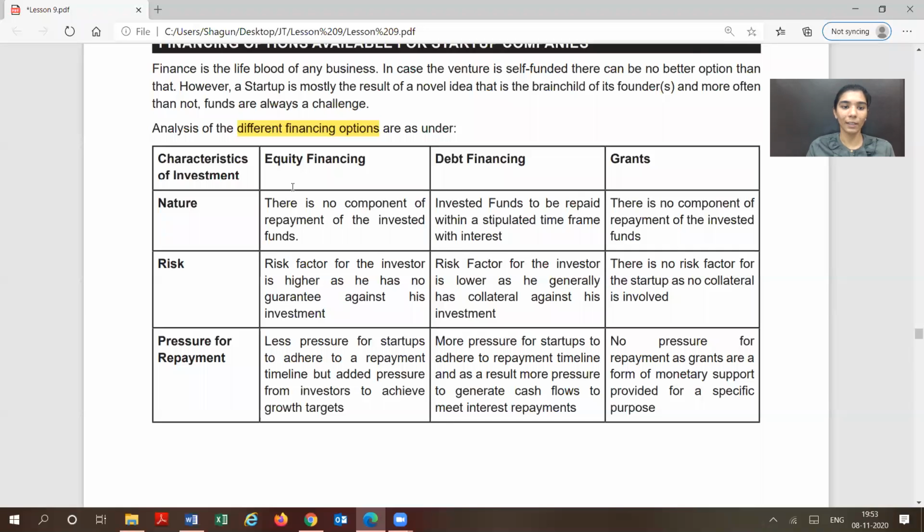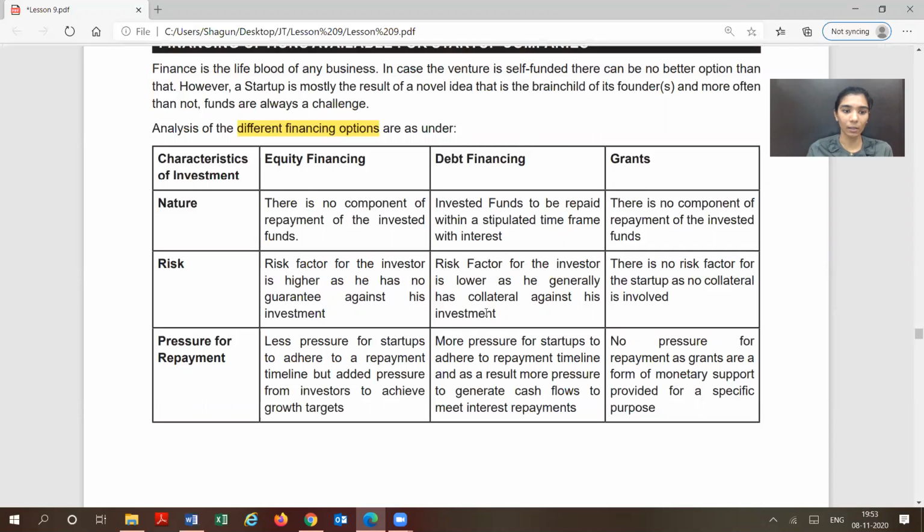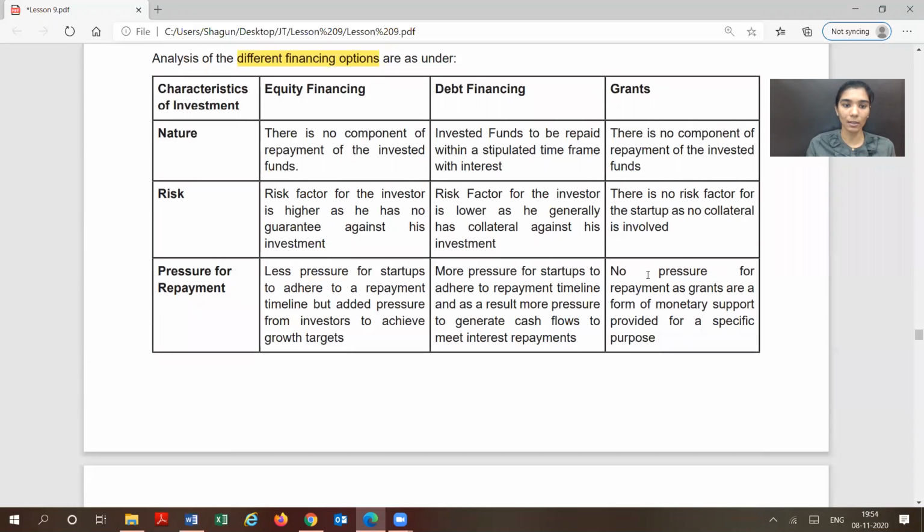Now next point, nature of financing. जब इक्विटी में फाइनेंस होगा, इक्विटी शेयर कैपिटल में, तो there is no component of repayment of investment funds. However, जब डेट में फाइनेंसिंग होगा, तो the debt fund needs to be repaid along with interest. एंड जब ग्रांट्स में होगा, again गवर्नमेंट ग्रांट्स में कुछ भी रीपेमेंट टर्म्स नहीं होते हैं. So related to the first point is the second point, risk. रिस्क ज्यादा है इक्विटी इन्वेस्टमेंट में, because no guarantee return is there. However, in debt financing, usually जो डिबेंचर्स होते हैं वो सिक्योर्ड होते हैं, कोलैटरल सिक्योरिटी होती है, इसलिए risk is less. And again, in case of government grants, there is no risk factor as no collateral security.